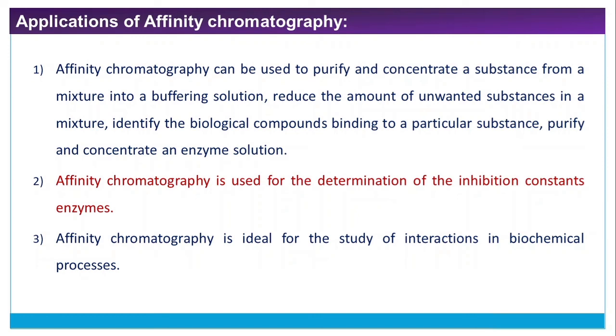Affinity chromatography is ideal for the study of interactions in a biological process. So we can pass various types of enzymes and a particular type of substrate, and then which type of enzyme reacts with which type of substrate can be determined by this affinity chromatography. So this is the ideal method for the study of interactions of various biochemical processes.